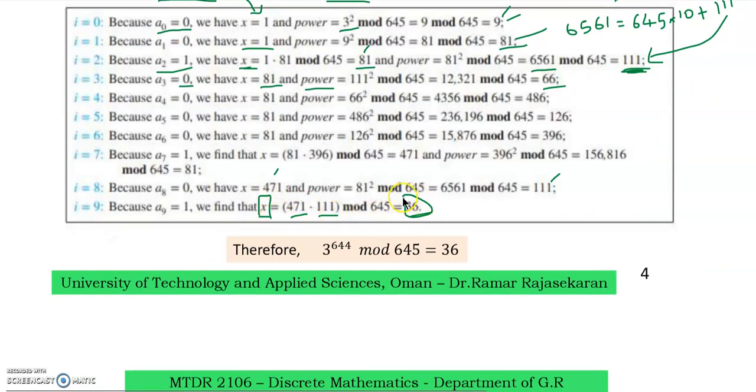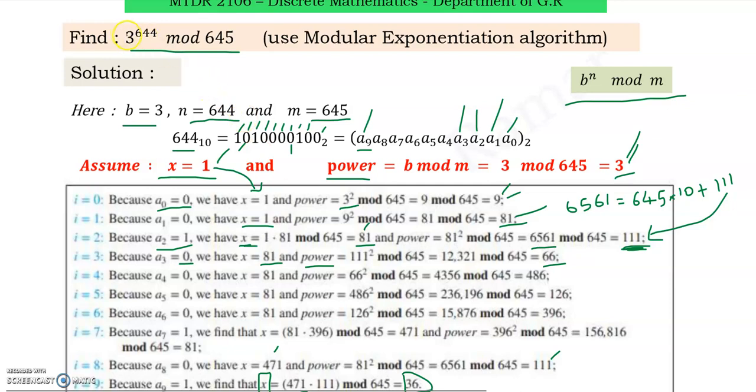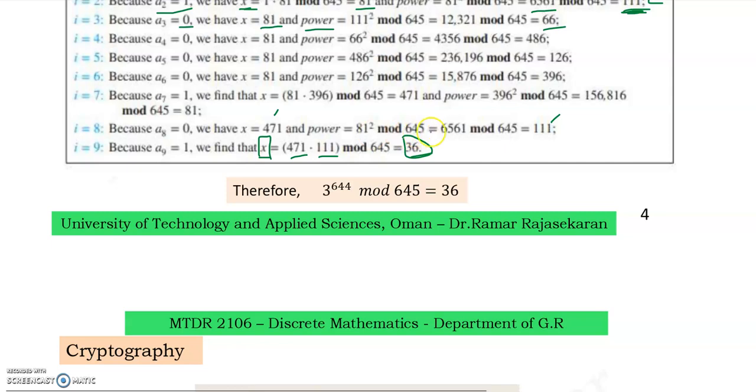So what is your question? 3 to the power 644 modulo 645. The x value when you stop the algorithm is called your final answer. So 3 to the power 644 modulo 645 is equal to nothing but this value, that is 36. That's it. Thank you.